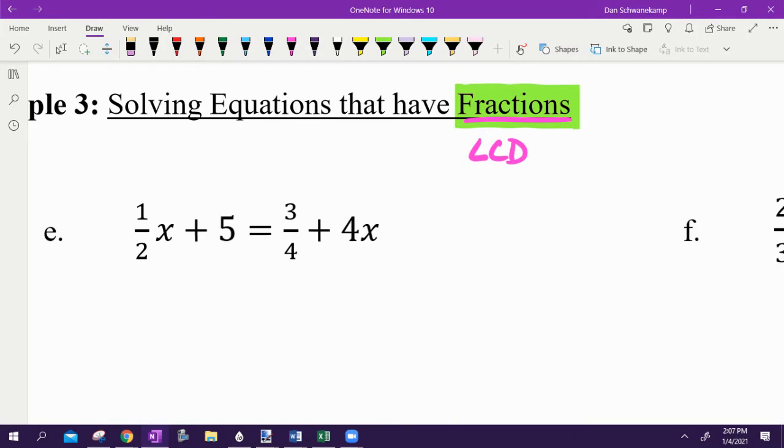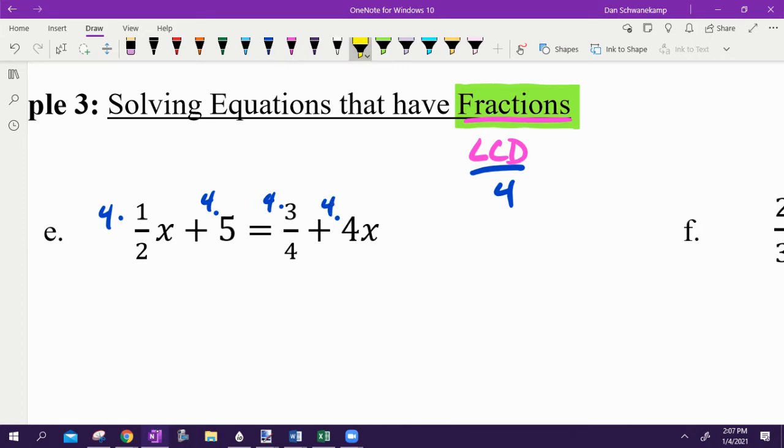And the good news is it doesn't even have to be the smallest one, but we're going to pick the smallest one. What's the LCD here? What number does 2 and 4 go into? They both go into 4, because I could do 4 divided by 2 or 4 divided by 4 and get a whole number. LCD is 4. Once we've identified the LCD, then we are going to multiply everything in this problem by 4.